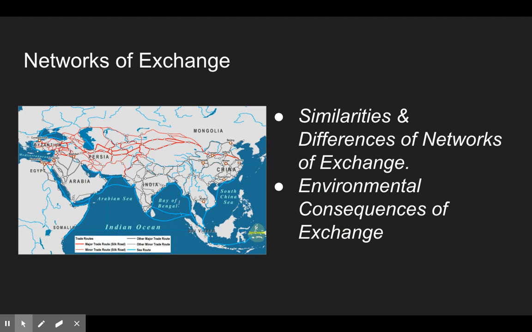The week began with an analysis of networks of exchange. We talked about the similarities and differences of the networks of exchange, including the four major networks being the Chinese Silk Roads, the Indian Ocean Basin trade, the Mediterranean sea lanes, and the Trans-Saharan trade. Some of the similarities would have been the fact that they all transported large amounts of goods. Some of the differences would have been that some of them traveled by land and others by sea.